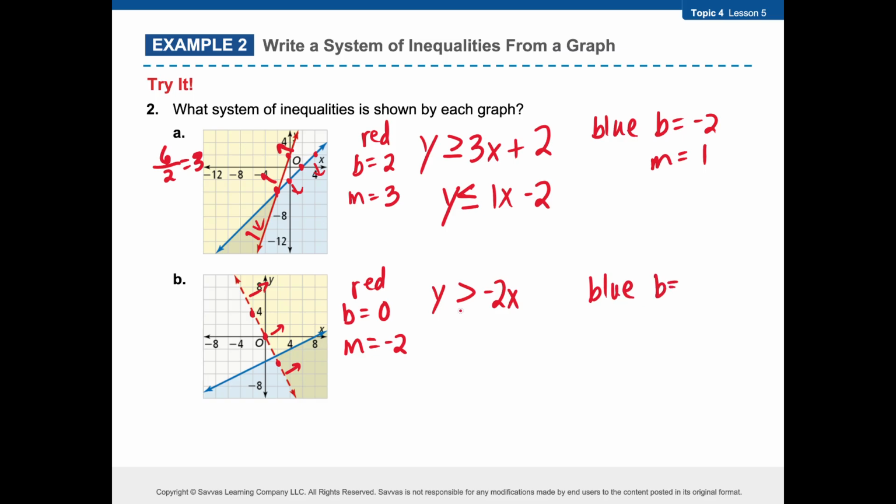My blue line starts at -4, with a positive slope, up 2 to the right 4, so 2/4 is 1/2. So my blue line is shaded below a solid line, so y is less than or equal to 1/2 x minus 4. So those would be the two systems of inequalities for those two graphs.